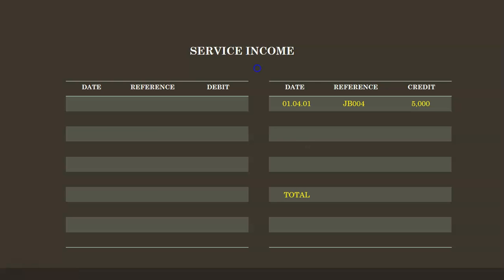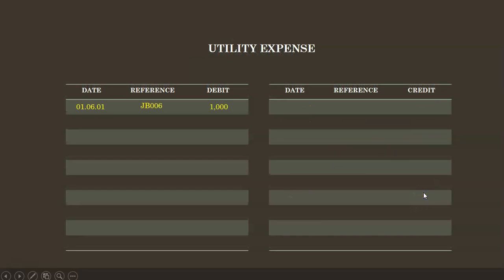Service income. Yung service income natin, 2 entries. The journal book entry number 4 and journal book entry number 5. So, let us get the total amount. Okay, 7,000 and double rule.